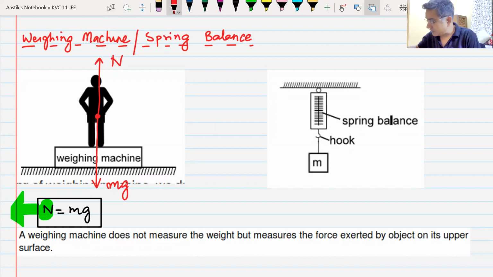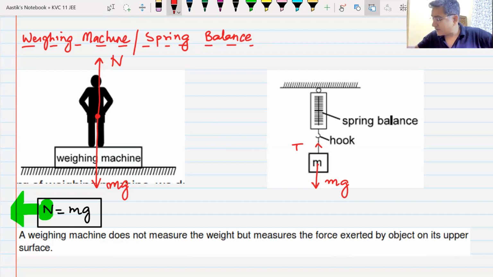If I draw the free body diagram of the weight here, the weight of this body is mg, and this will be the tension in the spring balance, or the force exerted by the weight on this spring balance. The spring balance just consists of a spring.